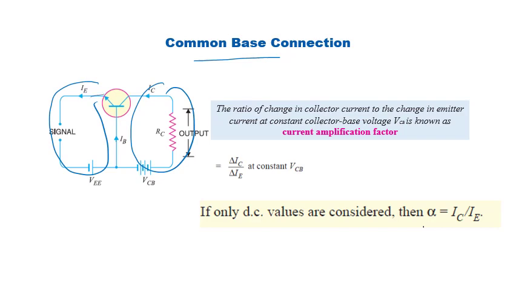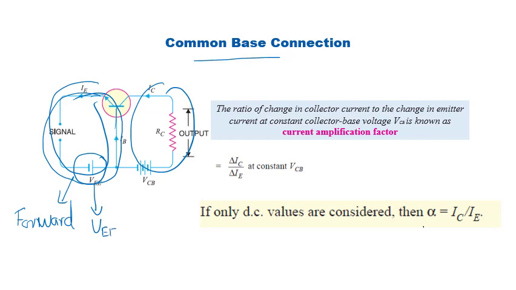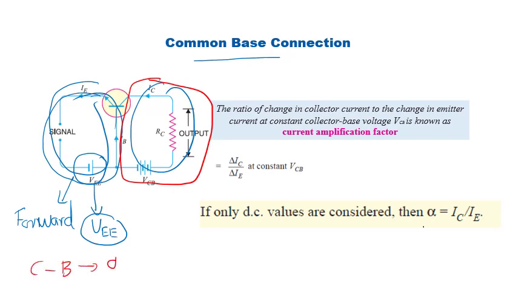Here the emitter and the base form the input part. As we have said, the base-emitter junction should be forward biased. To ensure the forward biasing, we give a power supply, this VEE, which ensures that the emitter-base region is always forward biased. Now the output part: here we take the collector and the base to form the output region.